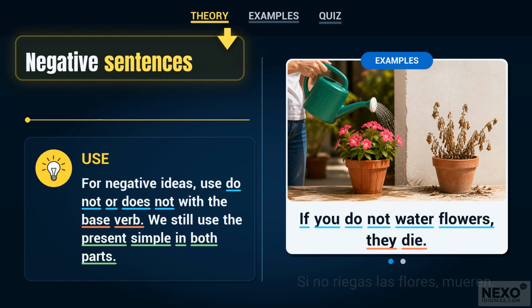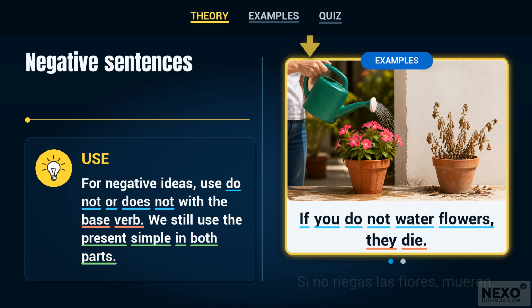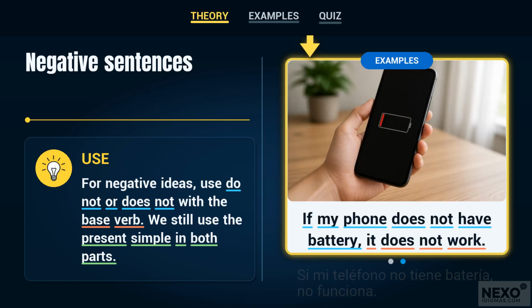Negative sentences. For negative ideas, use do not or does not with the base verb. We still use the present simple in both parts. Example. If you do not water flowers, they die. Example. If my phone does not have battery, it does not work.